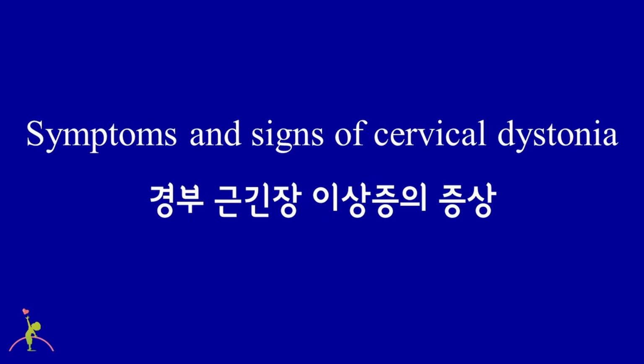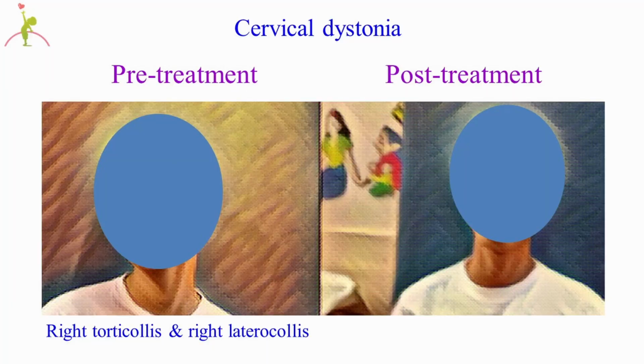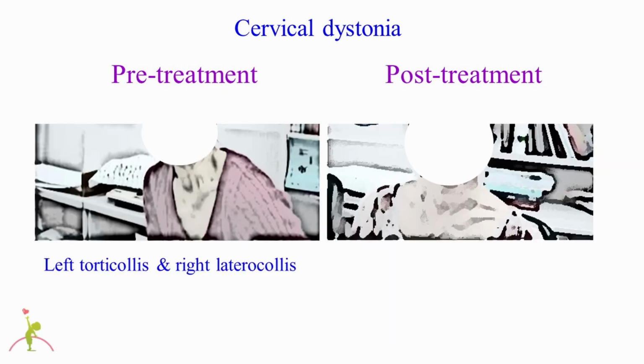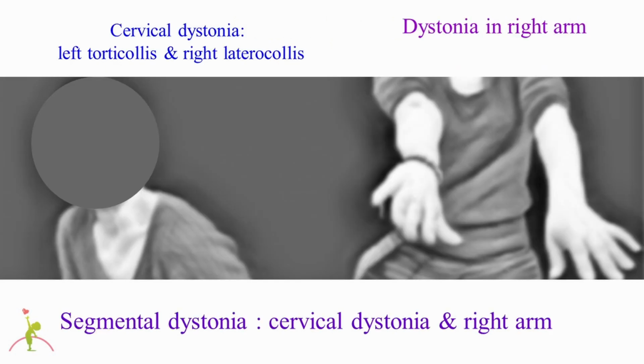Let's look at the symptoms and signs of cervical dystonia. The involuntary muscle contractions in cervical dystonia can cause the head to twist in a variety of directions. This patient shows the chin toward right shoulder, and right ear toward right shoulder. Therefore, he has right torticollis and right latericollis. This patient has the chin toward left shoulder, and right ear toward right shoulder, showing left torticollis and right latericollis. This patient also shows dystonia on her right arm, along with left torticollis and right latericollis.